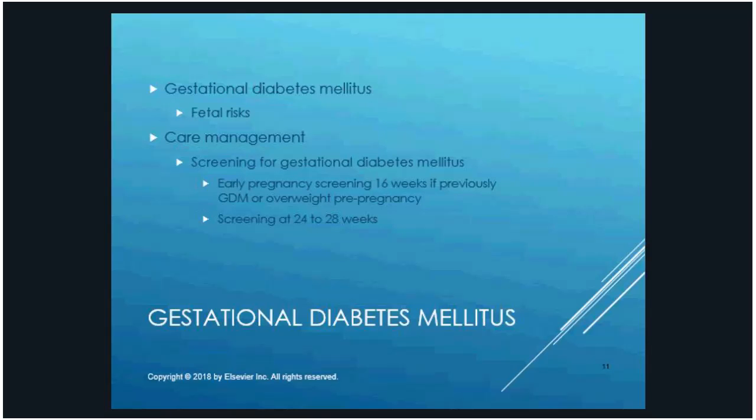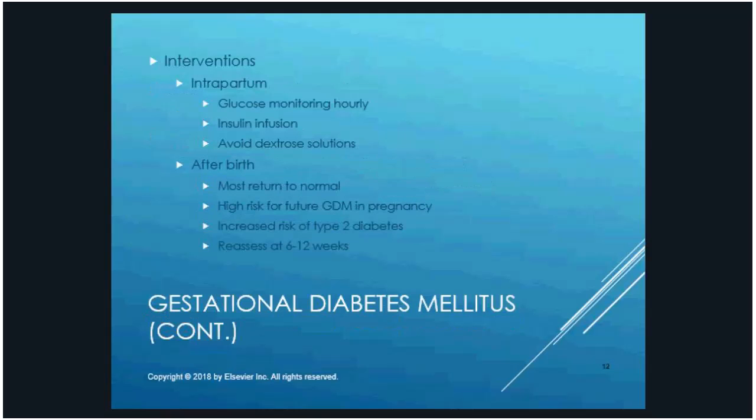Gestational diabetes causes risk to the fetus. So care management would be screening for gestational diabetes. Early pregnancy screening starts at 16 weeks if previously GDM or overweight pre-pregnancy. Screening is usually done between 24 and 28 weeks.